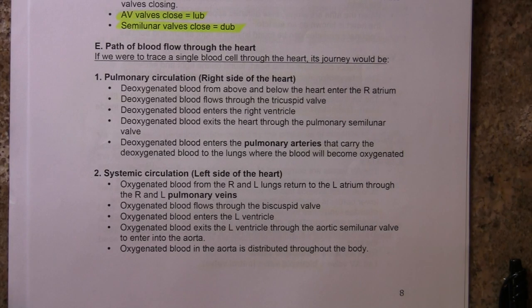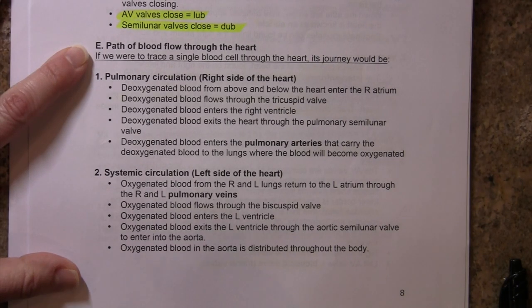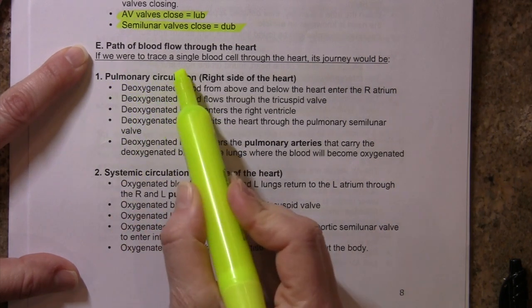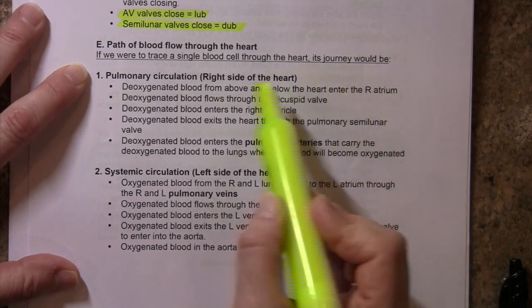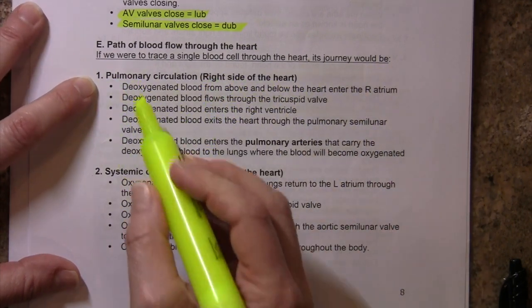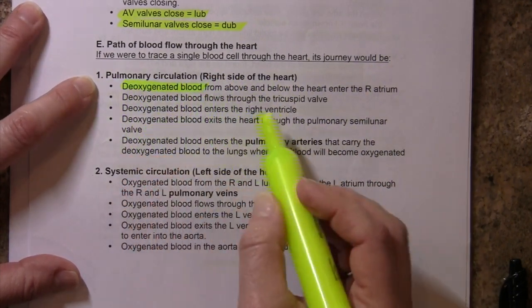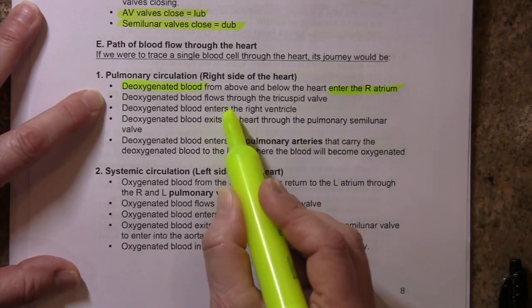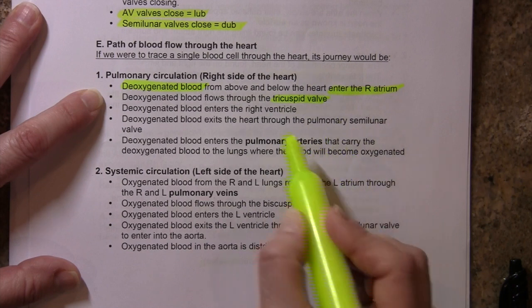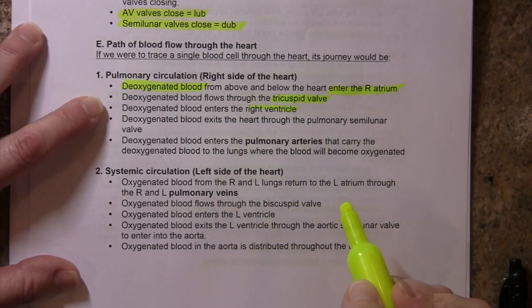Okay, let's mark up the notes on the path of blood flow through the heart. What we're doing here is, if we were to trace a single blood cell through the heart, what would its journey be? The right side of the heart is the pulmonary circulation. Deoxygenated blood from above and below the heart will enter the right atrium. That deoxygenated blood is going to flow through the tricuspid valve into the right ventricle.